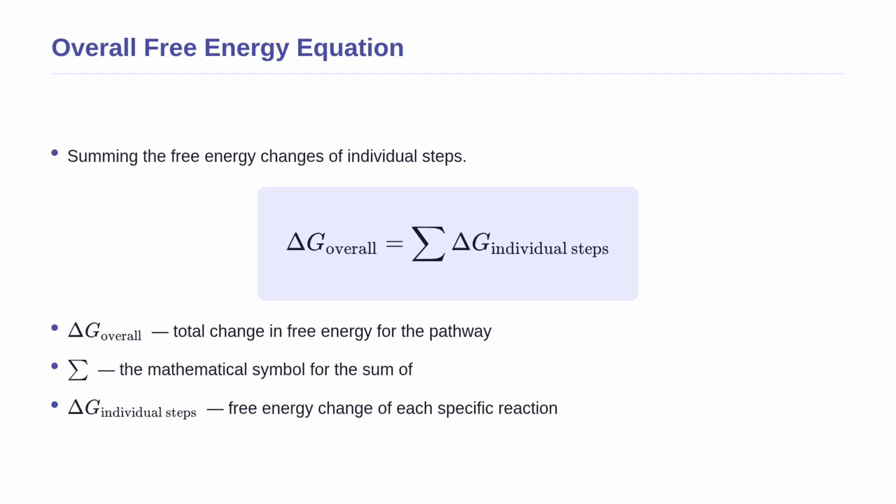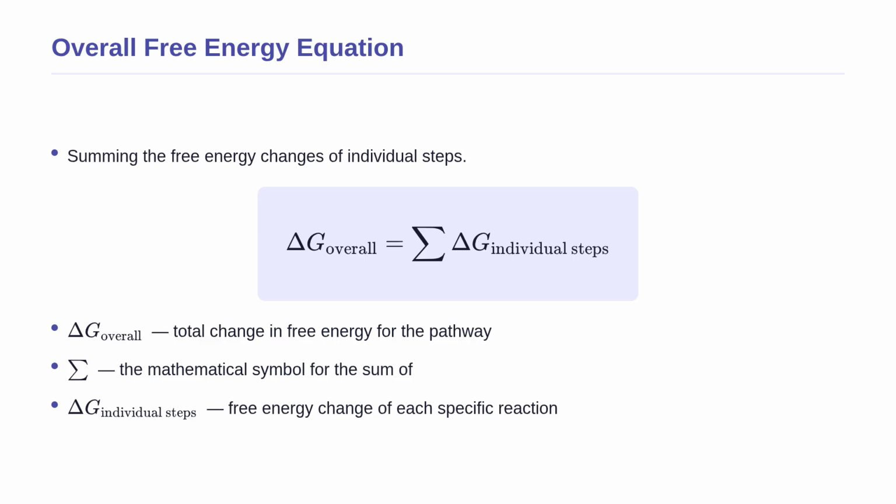To prove that the pathway is spontaneous, we need a mathematical approach. We find the overall free energy change by summing up the free energy changes of all 10 individual steps. In this equation, delta G overall represents the total change in free energy from glucose to pyruvate. The sigma symbol means the sum of, and delta G individual steps represents the free energy change of each specific enzyme-catalyzed reaction.